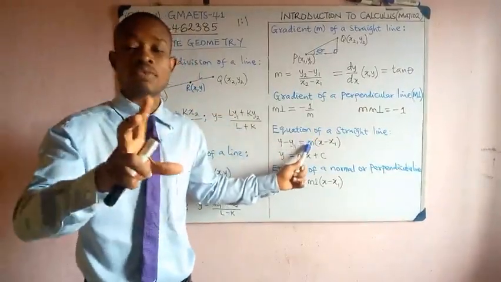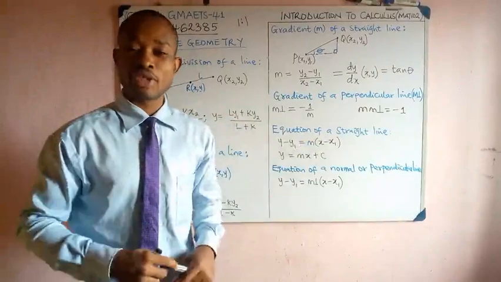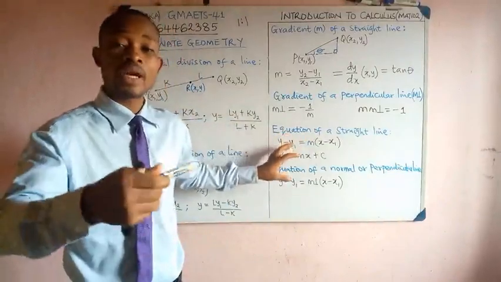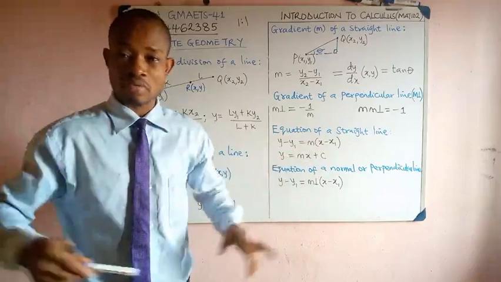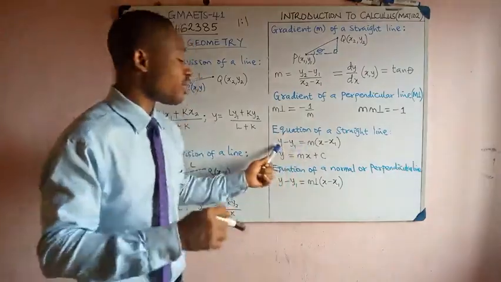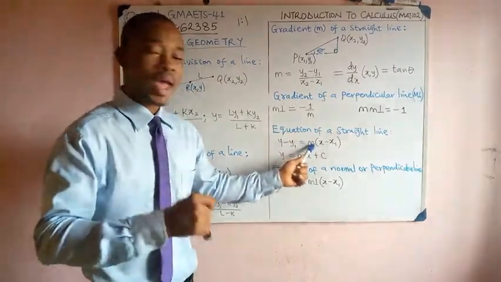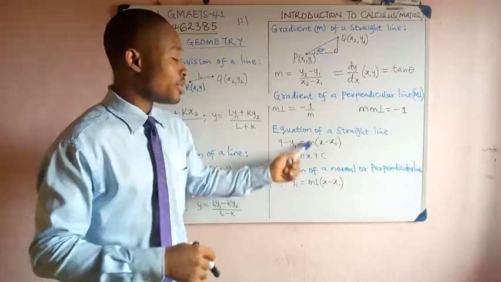First, there are other forms of the equation of a straight line, depending on the information given to you, but we are picking this one first. Subsequently, as we work on this, we're going to solve problems on other forms. Now the equation of a straight line is simply given as y minus y1 equals m times x minus x1, where m is the gradient. Is that okay?